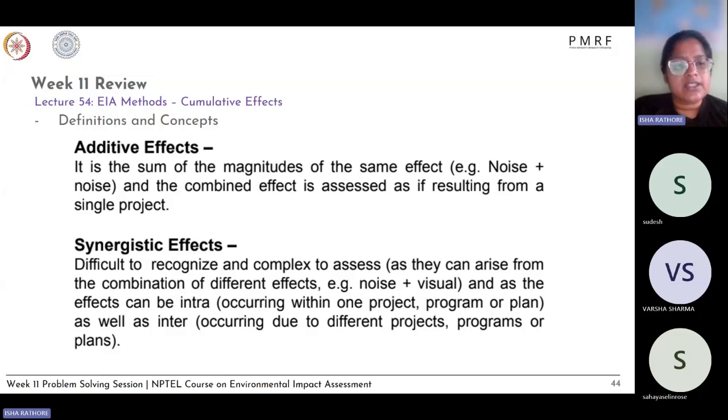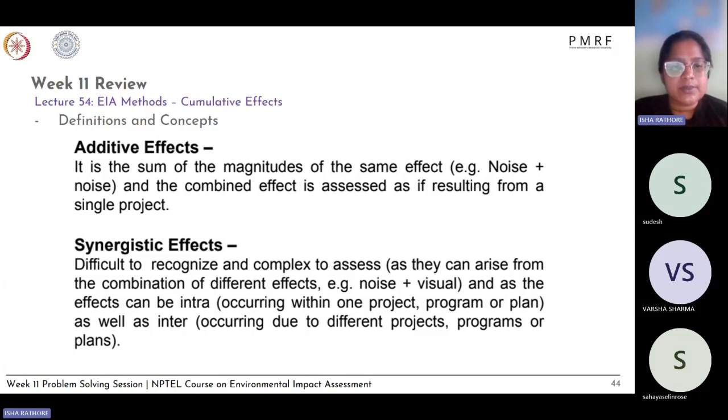Then synergistic effects are difficult to recognize and complex to assess as they arise from the combination of different effects. So things like noise and visual, or noise and vibration. Let's say, for example, using something which generates noise and vibration. So you have two different types of effects which are coming. So you can't basically club them and say that they are together, but you are feeling two different effects at the same point.